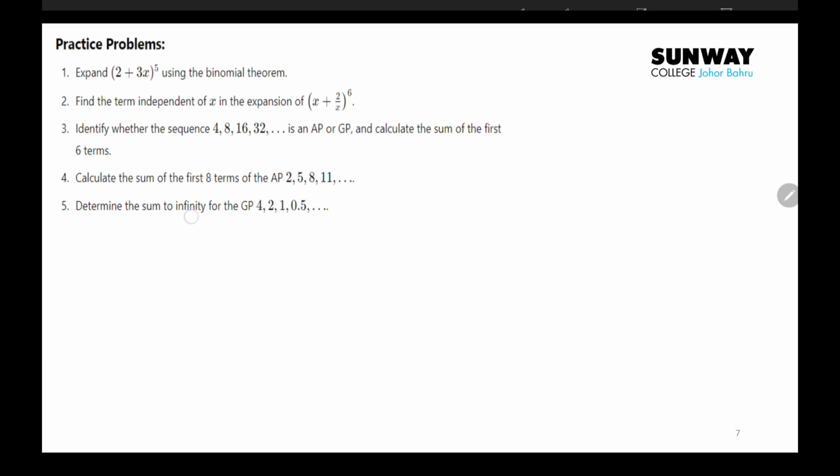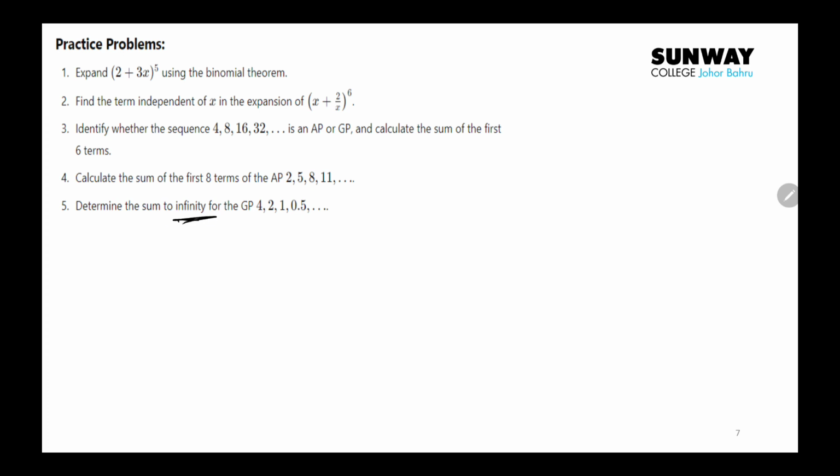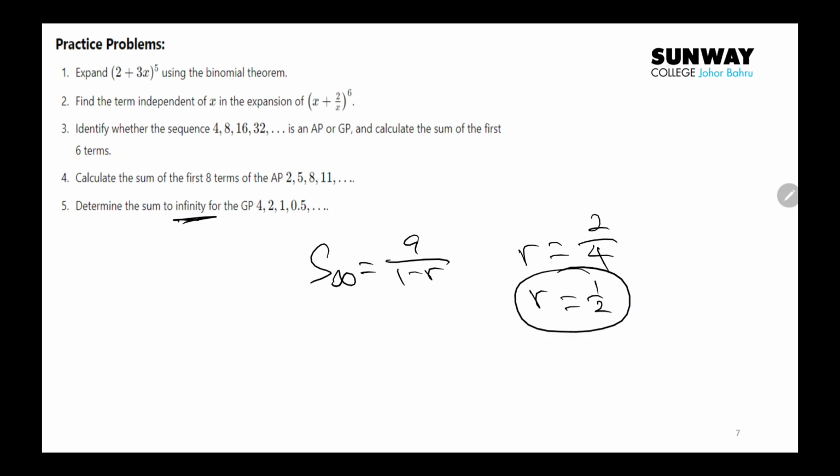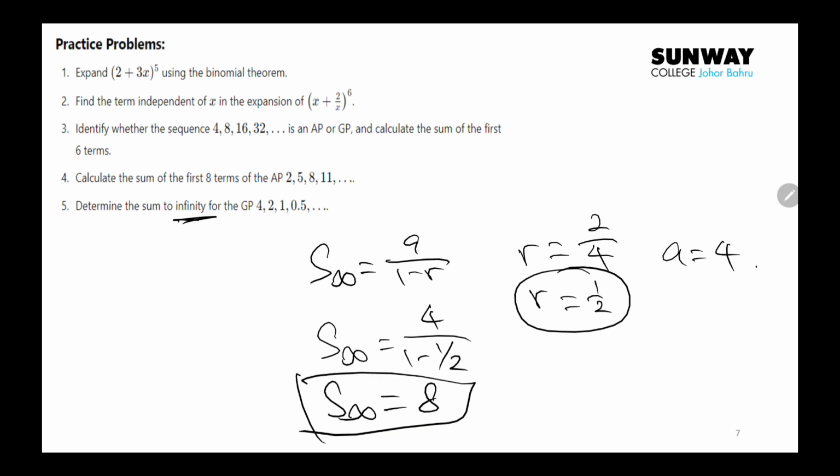Last but not least, the question also changes slightly. Currently, we would like to figure out the summation to infinity. For you to apply this formula, you must have the common ratio between 1 and negative 1. Indeed, our common ratio of a half shows that it is smaller than 1, and our first term is 4. So S infinity equals 4 over (1 minus half), then the answer is going to be 8.